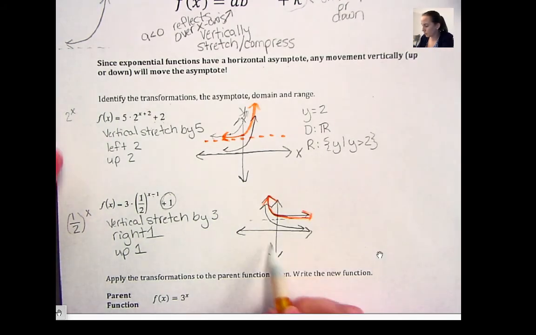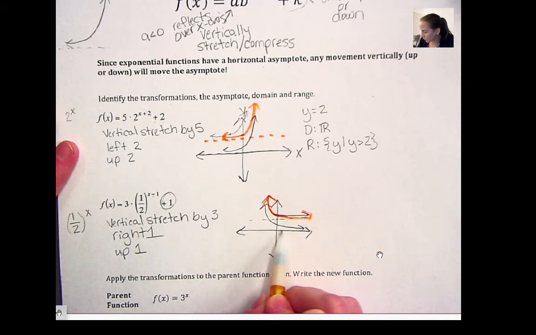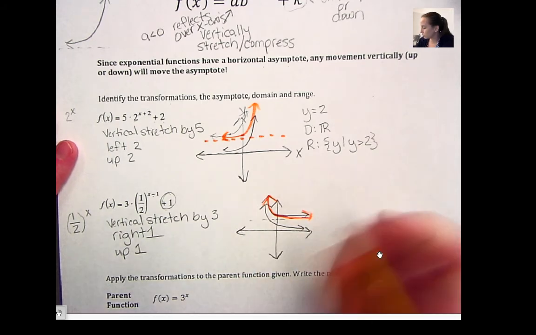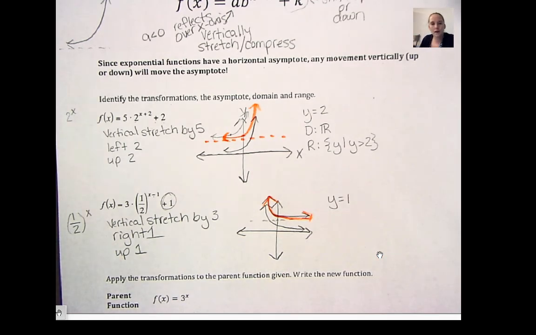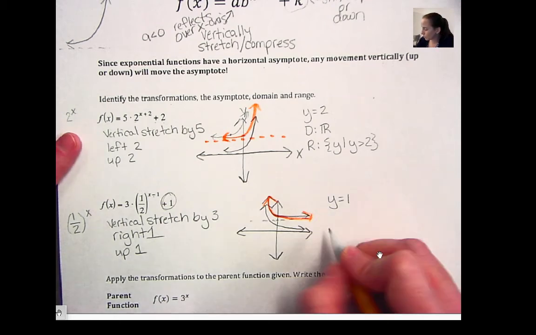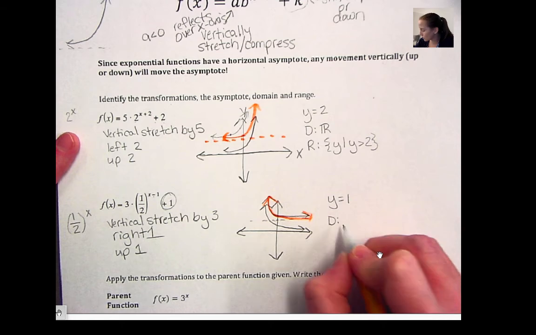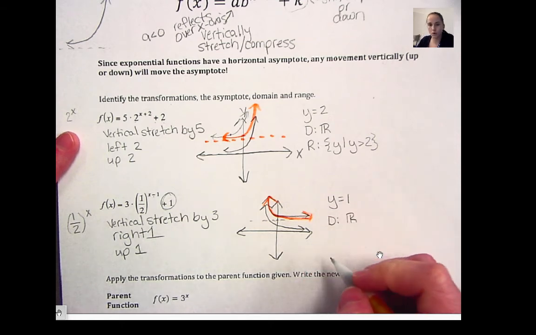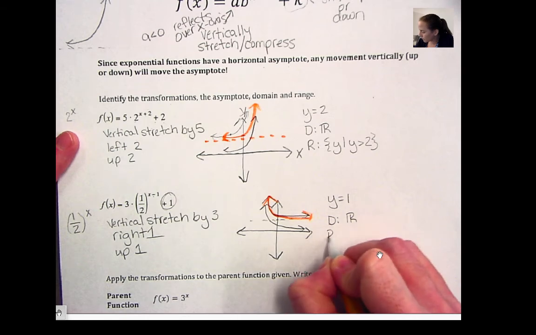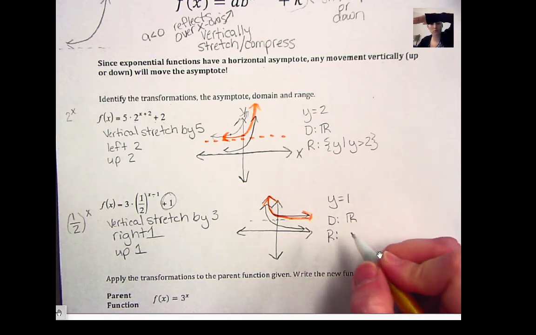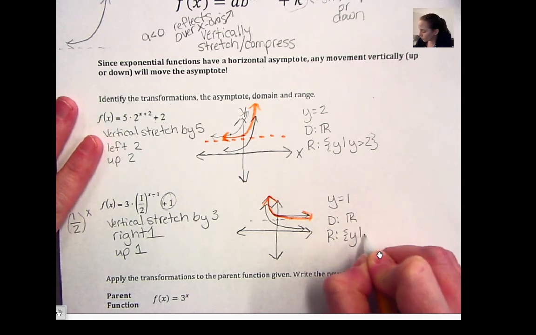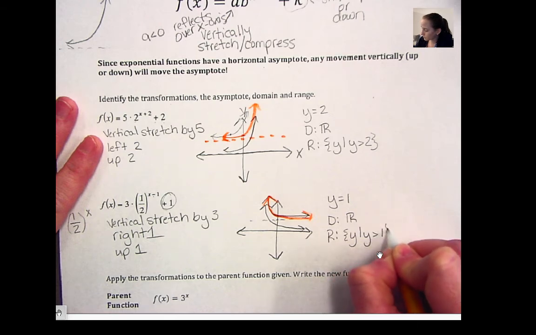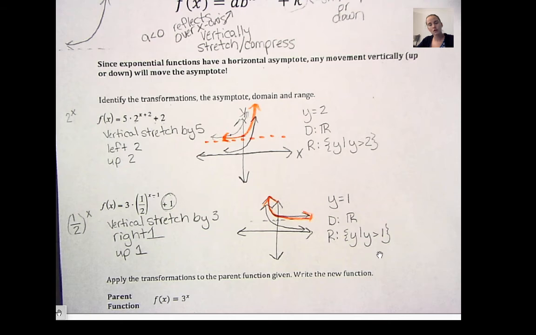So since it moved up from y equals 0, from the x-axis, it moved up 1, so now the asymptote is at y equals 1. Of course, if it moved down 1, it would be y equals -1. All right, the domain didn't change because we can still stretch it forever and ever left and right, so all real numbers there. And the range has changed now because the asymptote moved. So we're not going below that asymptote. So it's y such that y is greater than 1. Of course, if there was any reflection, you'd have to take that into account when you're looking at your range.